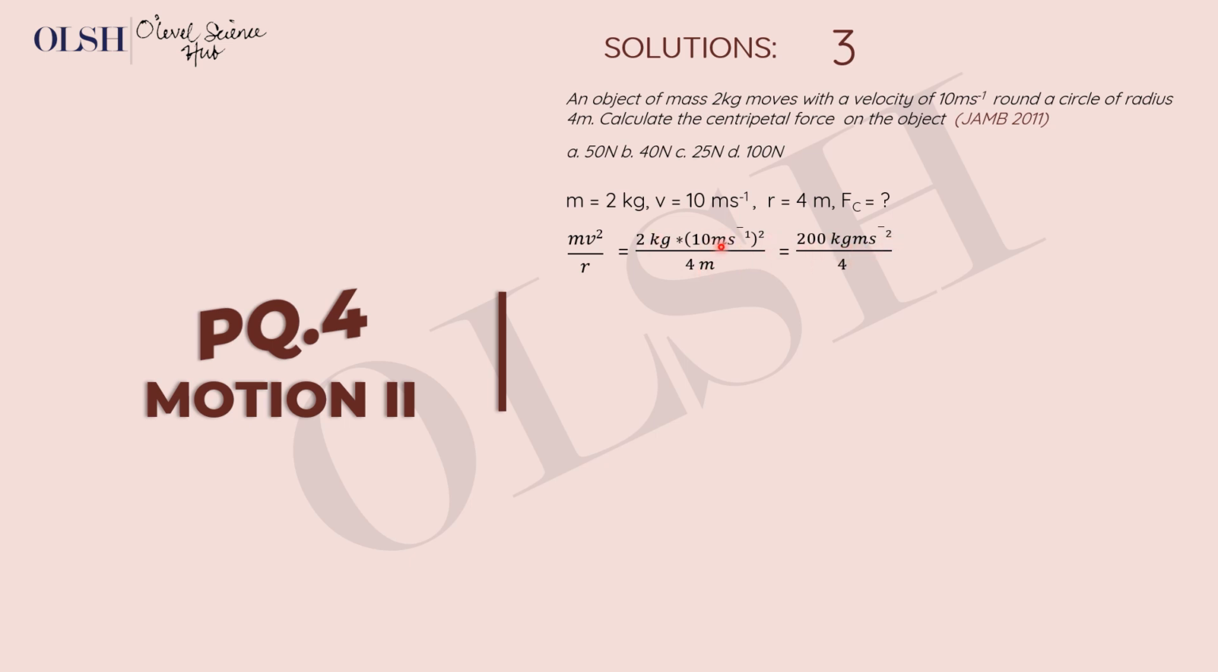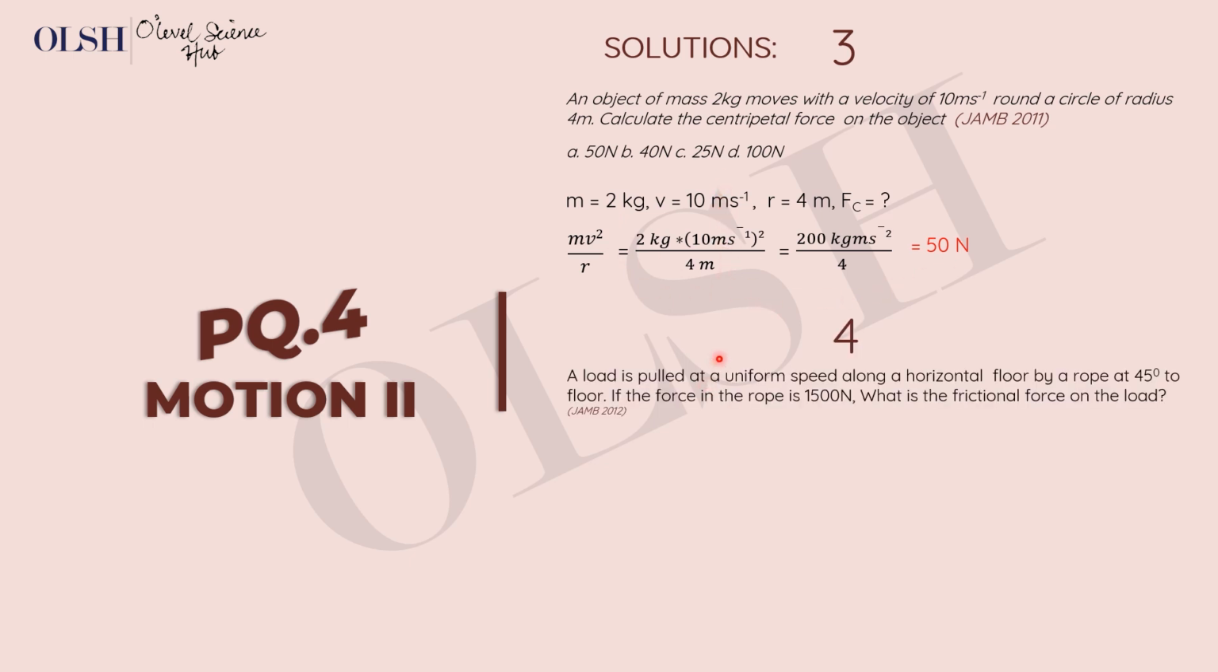Of course, since this is meter squared, 1 meter goes because of the one down here, so they divide themselves. So we have 200 kg meter per second squared, which gives us 50 newtons. Okay, and that's our answer for question number 3. So we'll move on to question 4.